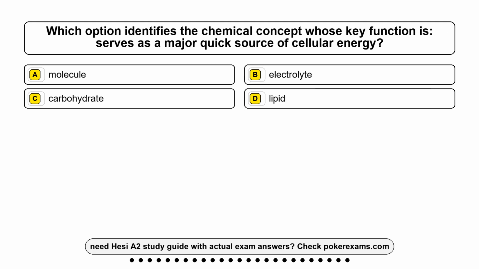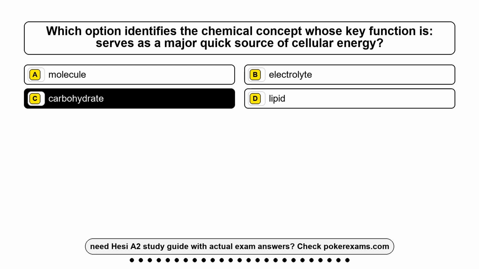Question 8. Which option identifies the chemical concept whose key function is to serve as a major quick source of cellular energy? Option A, molecule. Option B, electrolyte. Option C, carbohydrate. Option D, lipid. The correct answer is option C, carbohydrate.